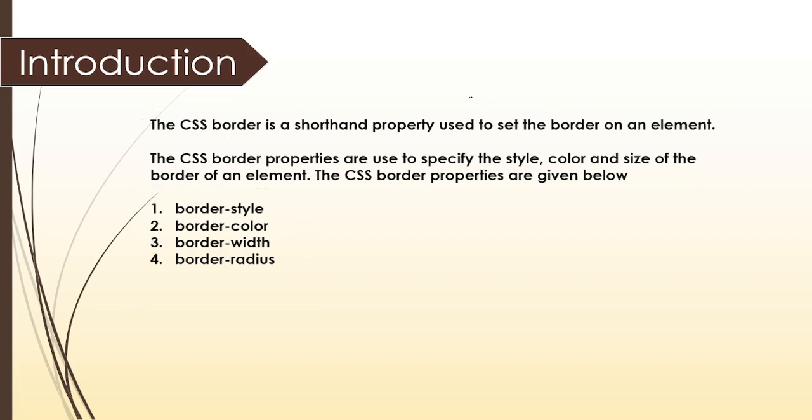So CSS border is a shorthand property used to set the border on an element. CSS border properties are used to specify the style, color and size of the border of an element. In simple terms, we basically have four different properties for CSS borders. First is style, then color, then width, and then radius. All these types are very important for your examination.